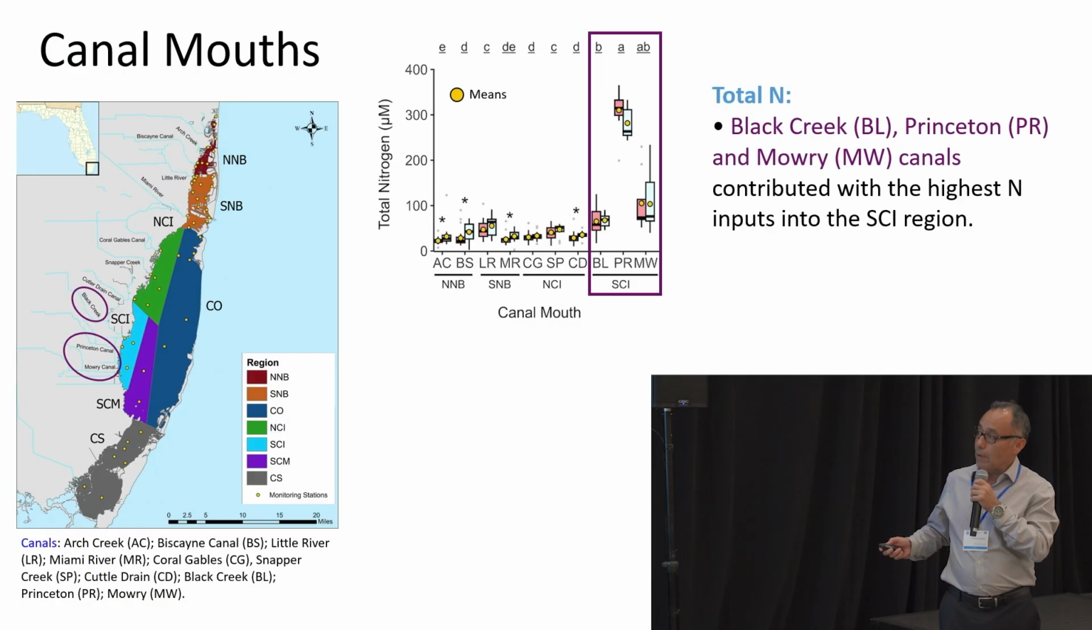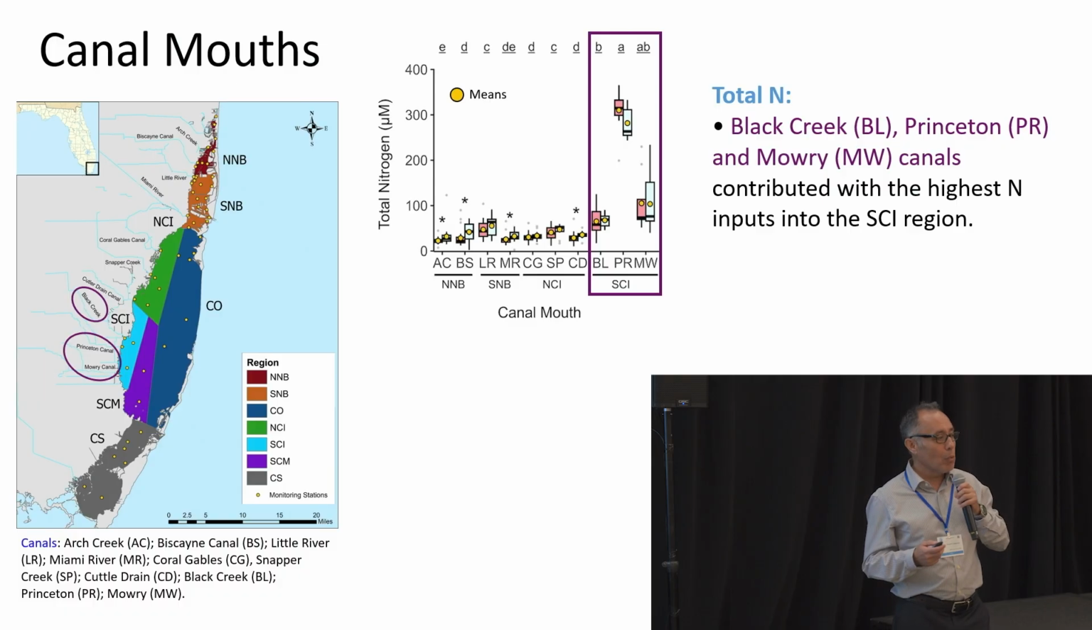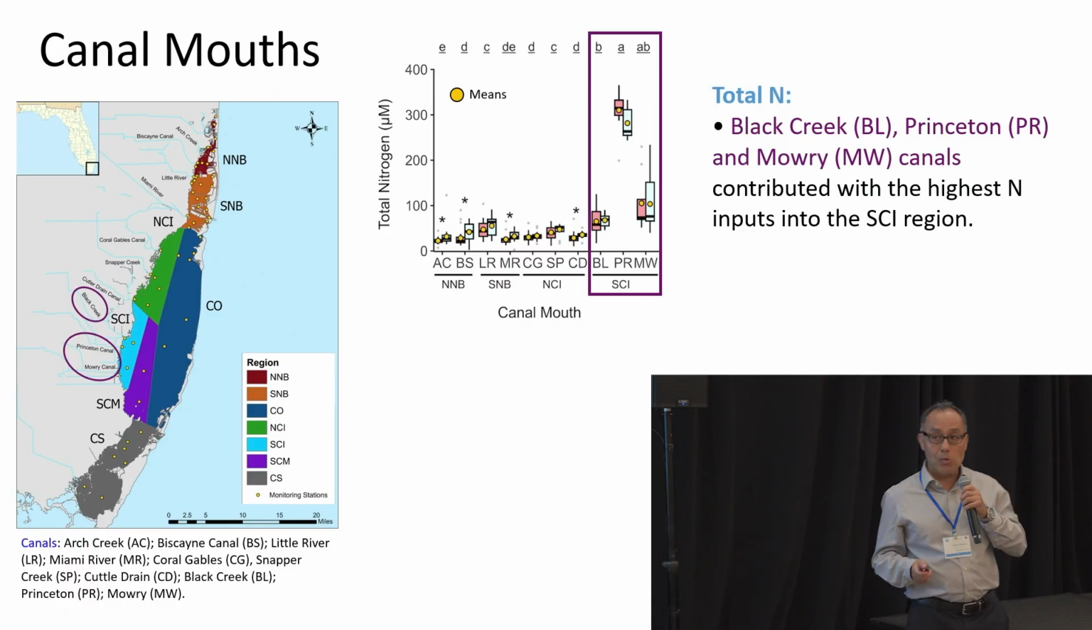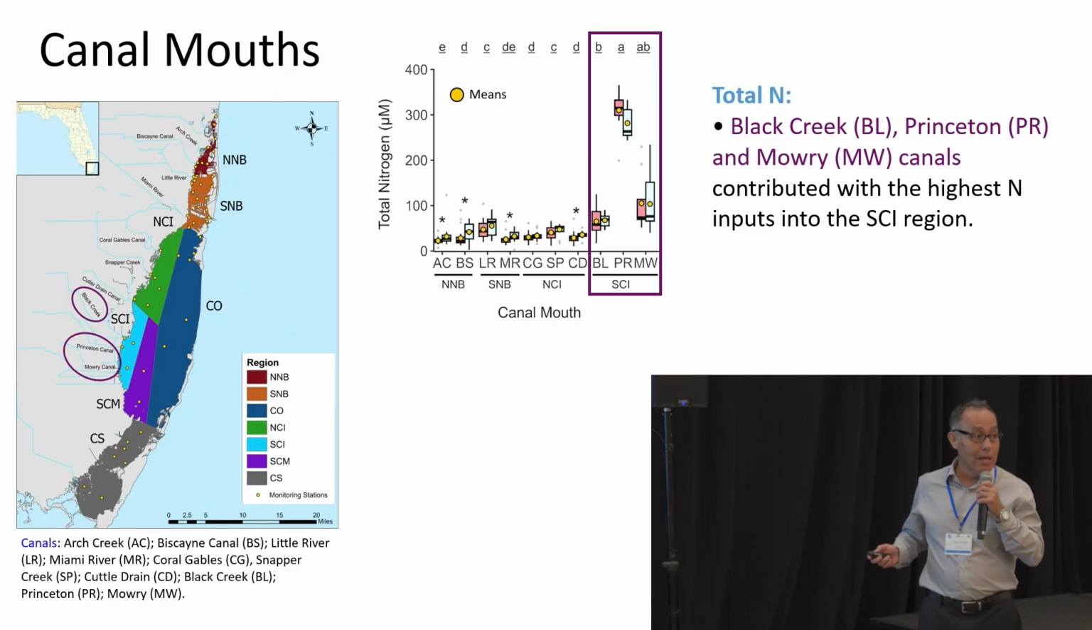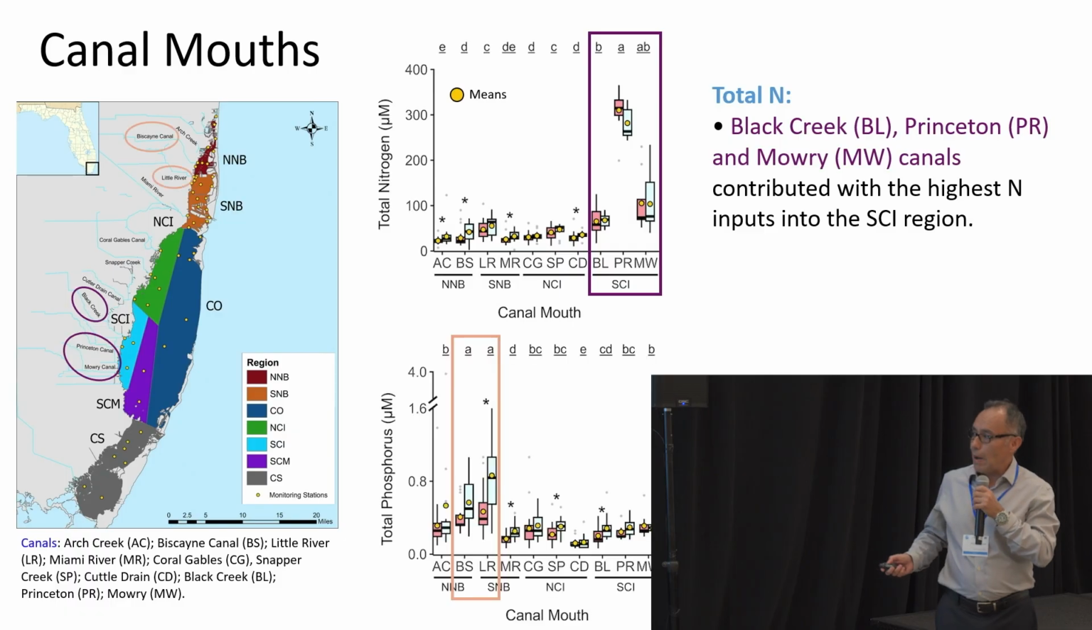So we have values ranging from 100 to 300. And just to give you that as a perspective, the concentration of the lower Mississippi River is about 150 micromolar, and it is one of the most eutrophic systems in the world. So here we're dealing with a lot of nitrogen coming from these canals. In terms of phosphorus, the pattern is different.